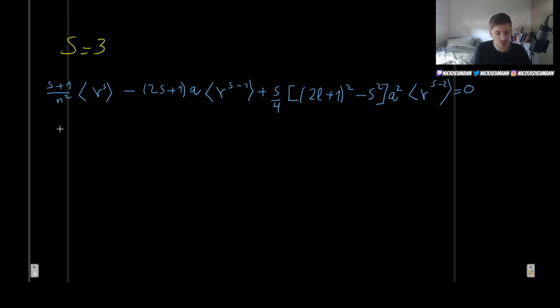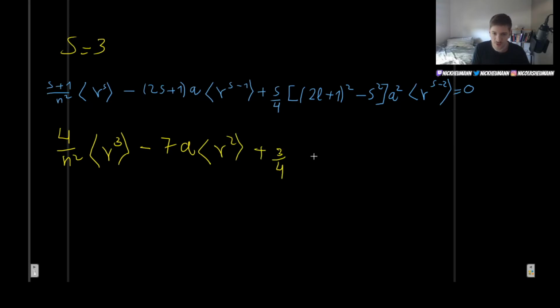So if we plug in s equals 3, we get 4 over n squared, expectation value of r cubed, minus 7a, expectation value of r squared, plus 3 over 4, 4l l plus 1, and then we get plus 1 minus 9, right? Yes, because s is 3. So this would be minus 8. So minus 8 a squared, expectation value of r to the first power.